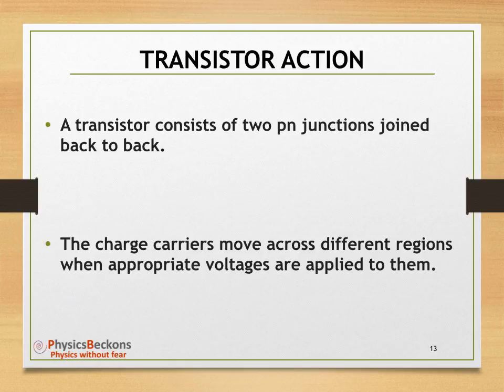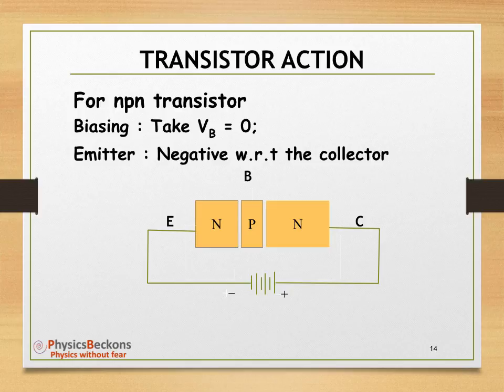Remember, a transistor consists of two PN junctions joined back to back. The charge carriers move across different regions when appropriate voltages are applied to them. Now, see this diagram.